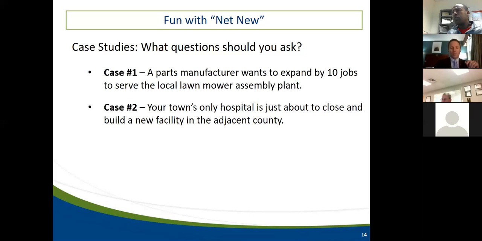Okay. Case number 2. Your town's only hospital is just about to close, and it's going to build a new facility in the adjacent county. All right, so this is a negative impact. What is the negative impact to your community? And this is an example that I gave earlier, a real-life example of analysis we did. What questions do we have to ask about this hospital loss to know whether or not there's actually an impact on our community beyond, obviously, the hospital jobs?